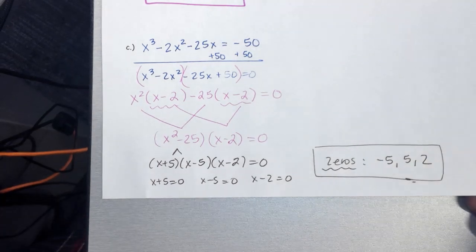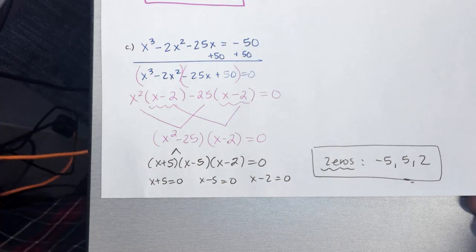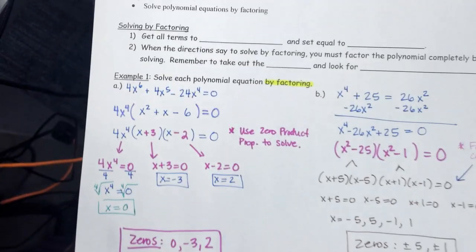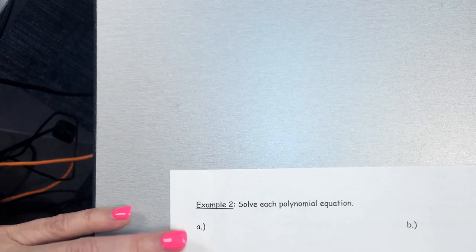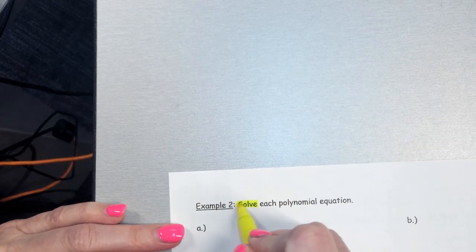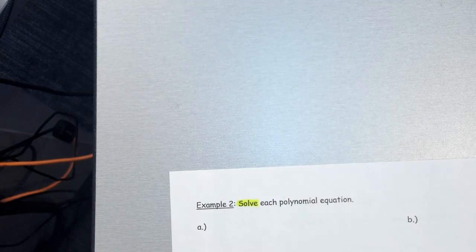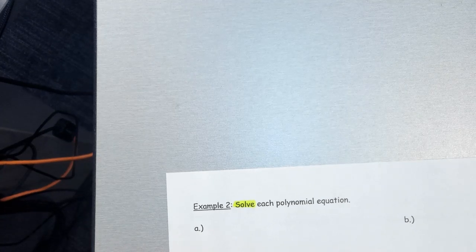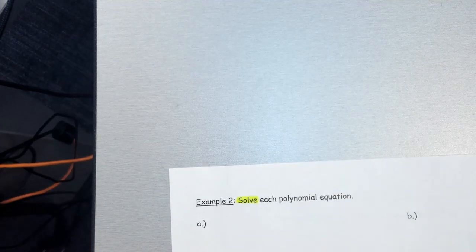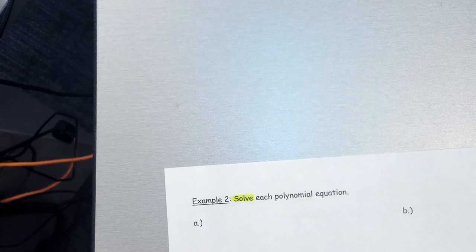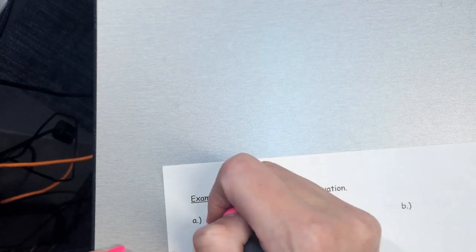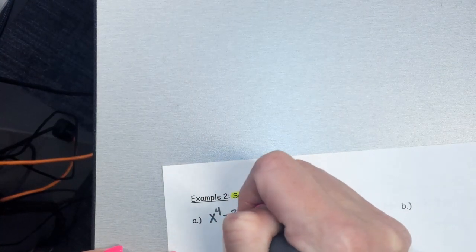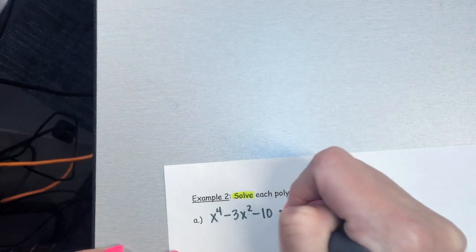All right. Now, example 2 just says to solve each polynomial equation. So sometimes you might need to factor, other times you might have to do something else. Okay, so for our first one, we have x to the 4 minus 3x squared minus 10 equals 0.